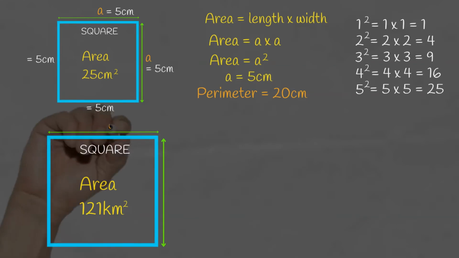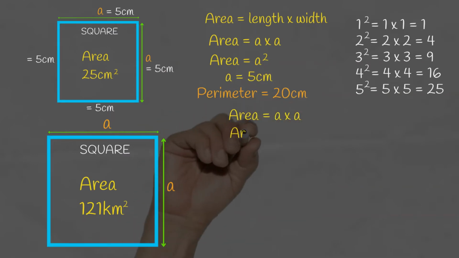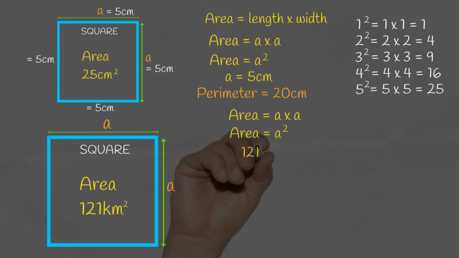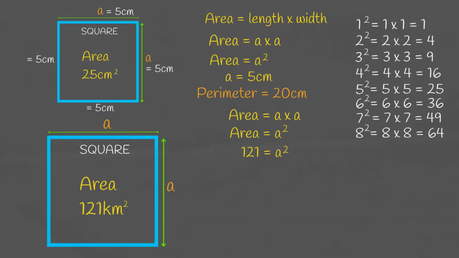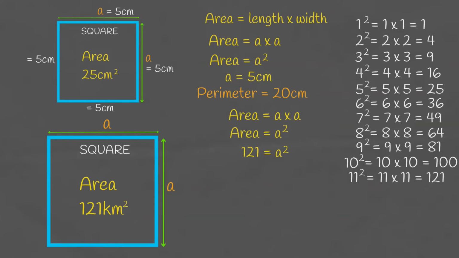Well, again, if we use A for the length and the width, because they're both equal in a square, we have the area is equal to A times A, or A squared. And we know the area is 121 kilometres squared, so A squared is equal to 121. Well, if we carry on writing out the numbers on the right to find out which number times itself is equal to 121, we get down to 11. So 11 times 11 is 121, which means that A is 11.